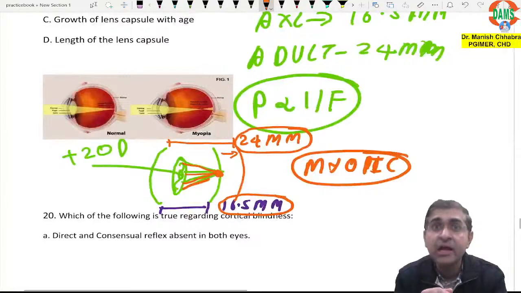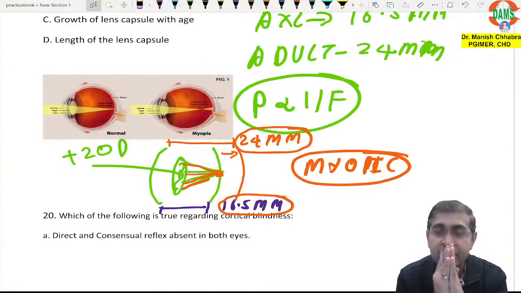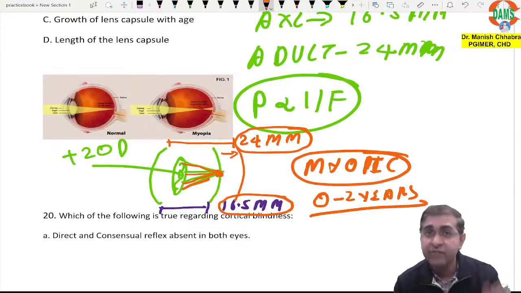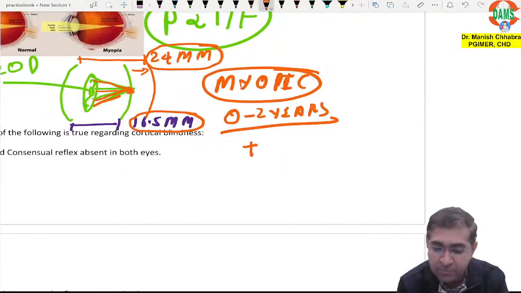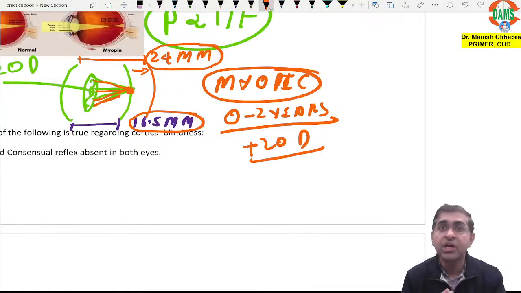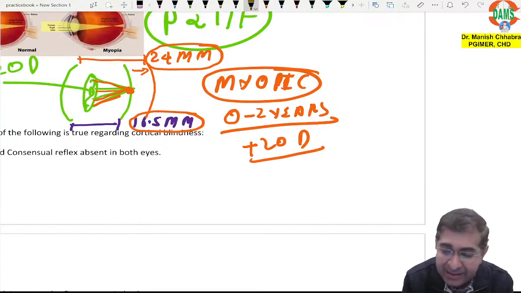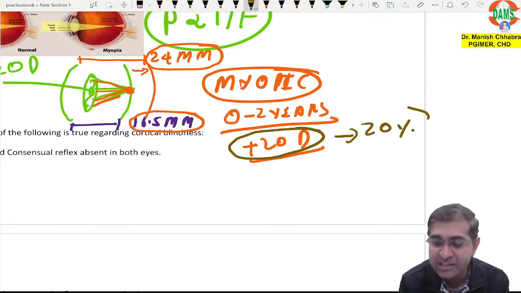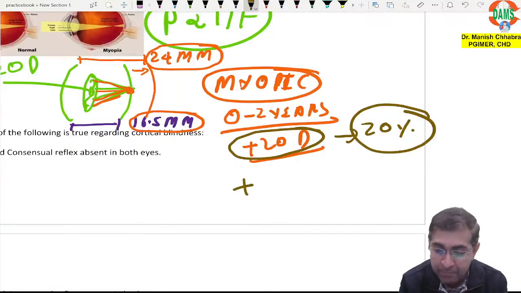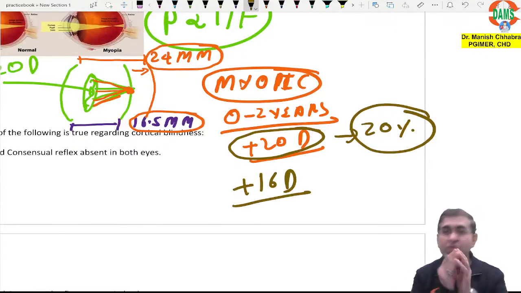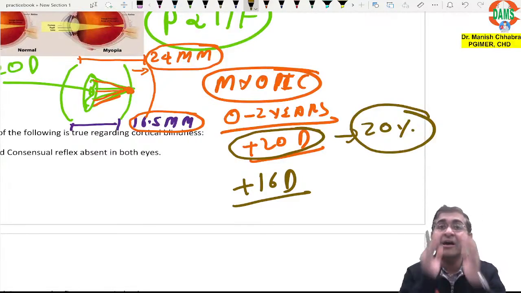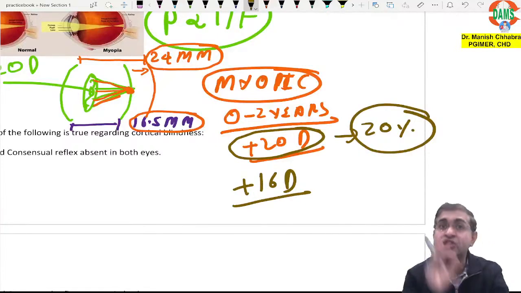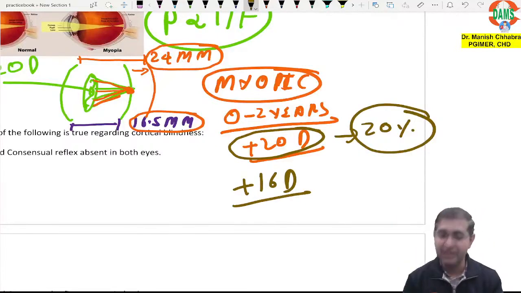You will do undercorrection. If the age of the child is 0 to 2 years, and with the help of biometry the power comes out to be plus 20 diopter, you are not going to implant the lens of 20 diopter. You are going to do 20% undercorrection. You are going to implant the lens of plus 16 diopter, so that after some time, when the retina goes far posterior, the image is projected exactly on the retina.